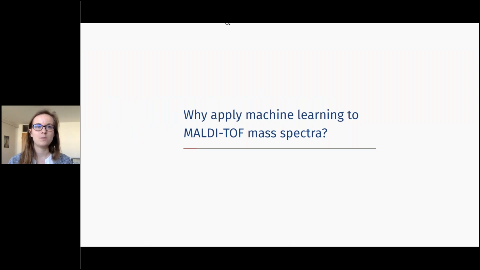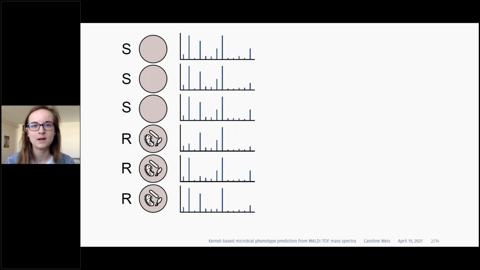Okay, so why should we apply machine learning to MALDI-TOF mass spectra? Actually, Marina, at the end of her talk, already gave nice reasoning for that, but I will illustrate this as well on a short toy example. If you have a data set structured like this, with different MALDI-TOF spectra, some coming from sensitive or susceptible samples and some from resistant strains, why should you use machine learning to predict the antimicrobial resistance instead of looking for biomarkers in a univariate fashion?